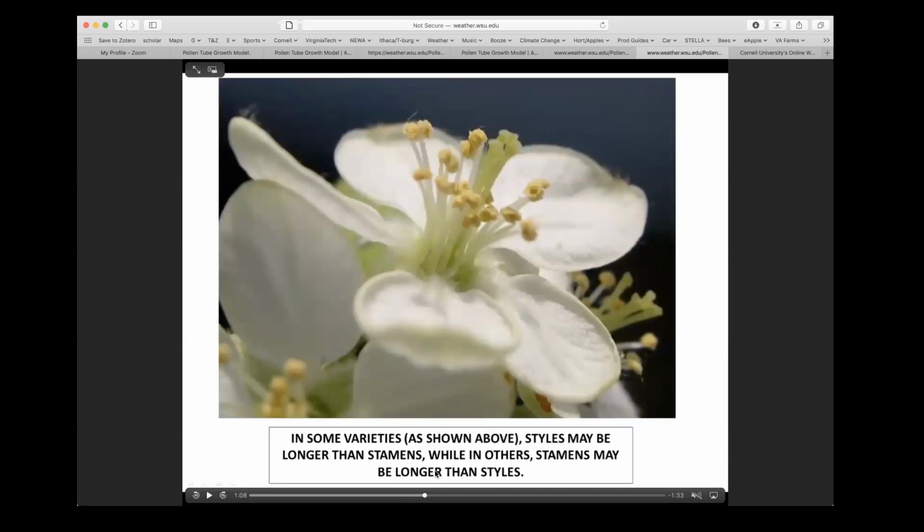In some varieties, as shown above, the styles may be longer than the stamens. In others, the stamens may be longer than the style. One of the fun things that you learn when you start doing this is how variable apple flowers are, and it's just cool and fun to look at.